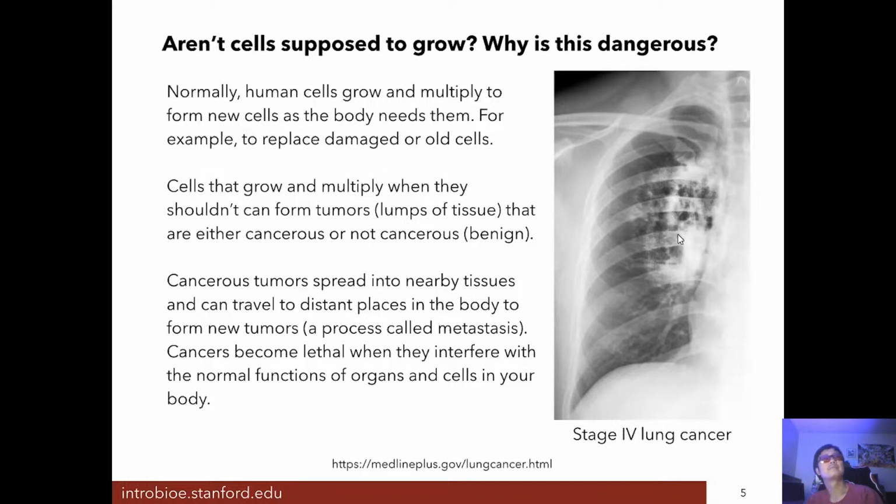And if some of those cells break off from your lungs and travel via your blood system to other portions of your body, then you can get cancers or tumors forming in new locations that may be even less amenable to the growth of new cells.